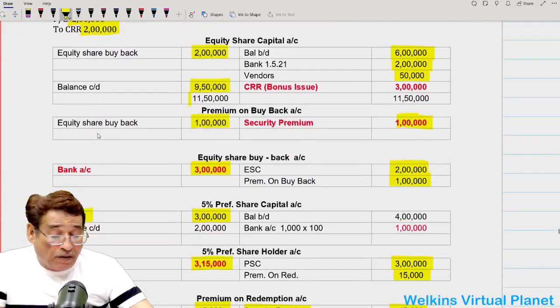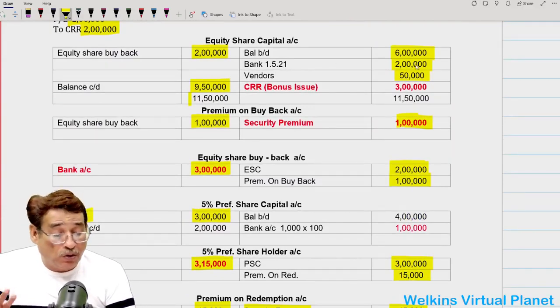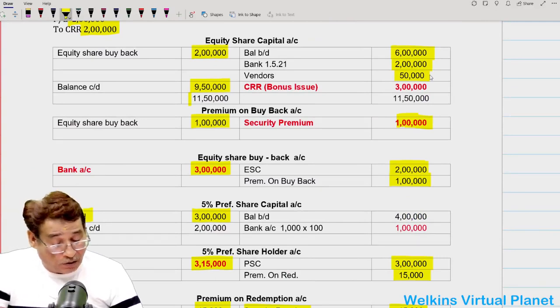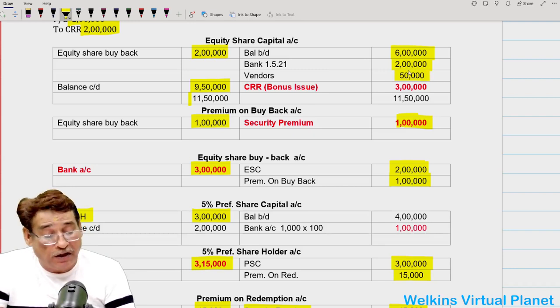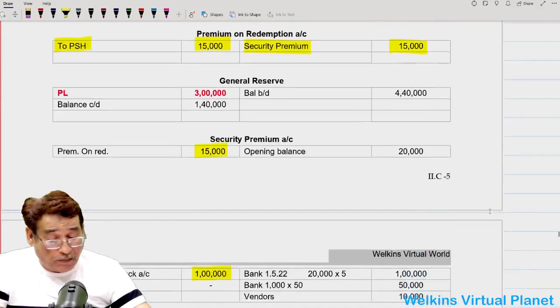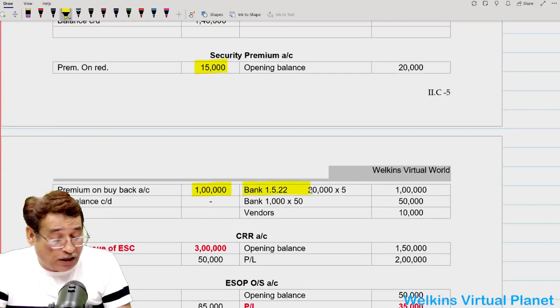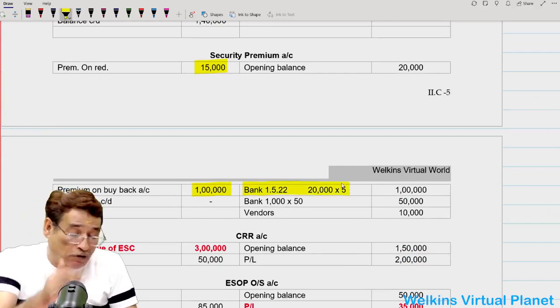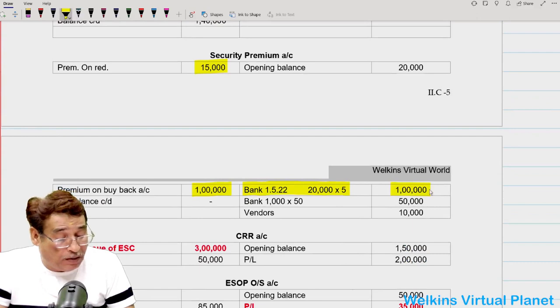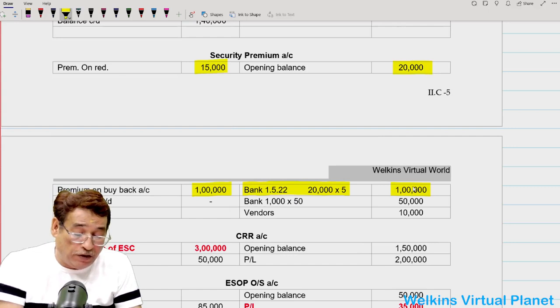Right. Further in this question, it is given that we have issued 2 lakh worth of equity share capital. So I will write here bank account debit to equity share capital account to security premium account. My entry will be: in the equity share capital account, I will write by bank, but I am also receiving some premium. So in the security premium, I will write by bank. Actually, we are issuing 20,000 equity shares at a premium of 5. So the premium amount will be 1 lakh. Opening balance in the security premium is 20. 1 lakh we will receive.